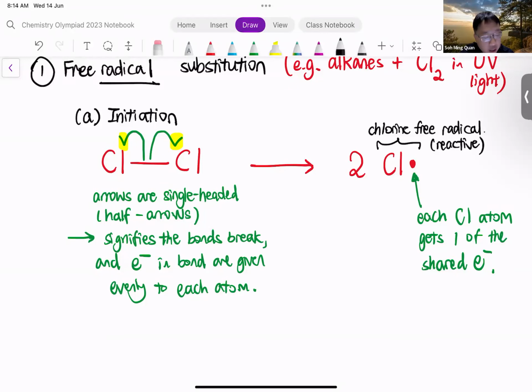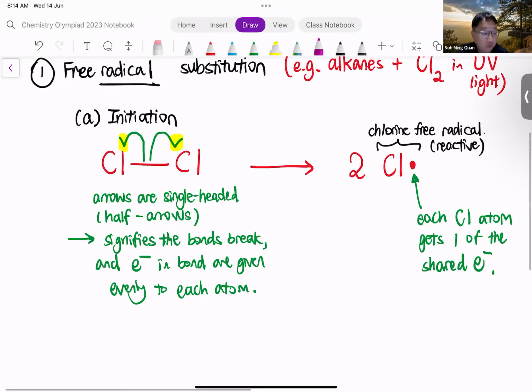Okay. Now, this bond breaking in the initiation step, you are breaking the Cl-Cl covalent bond. It has to take in energy from the surroundings. So the initiation step is endothermic. It takes in energy from the surroundings because it's bond breaking. Now, what is the form of energy supplied to this reaction? So obviously we know by now, the form of energy supplied to this reaction is actually in the form of ultraviolet light. So the bond breaking of the Cl-Cl covalent bond occurs in the presence of ultraviolet light.